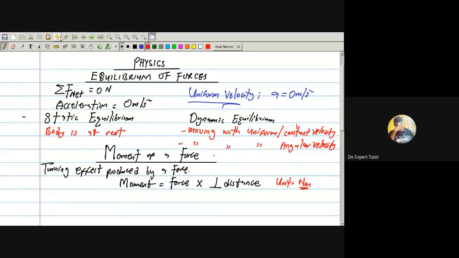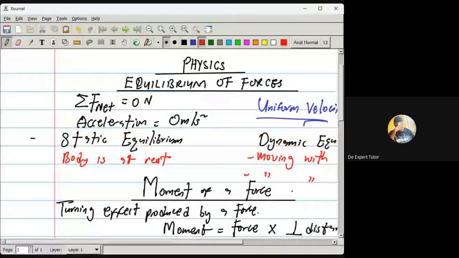Now pay attention to something. To find moment, please take note of the keyword. The force and the distance have to be perpendicular. We don't just use any other distance. They have to be perpendicular. Now, the question is this.